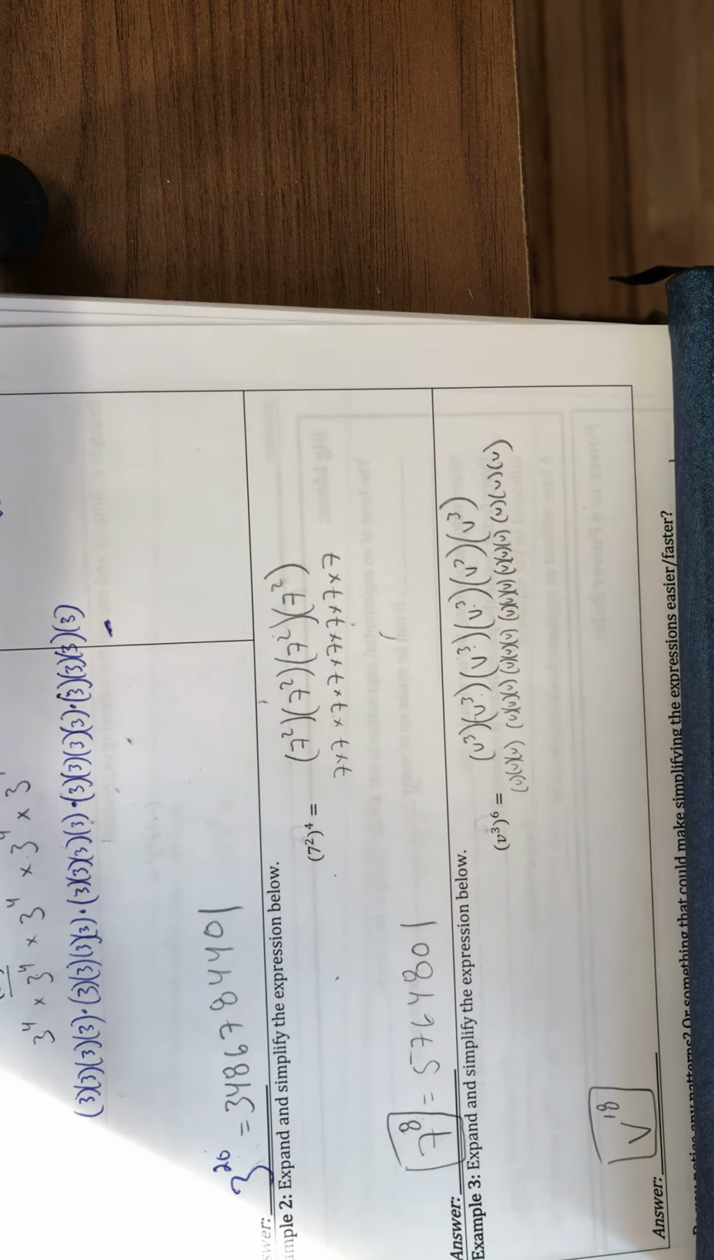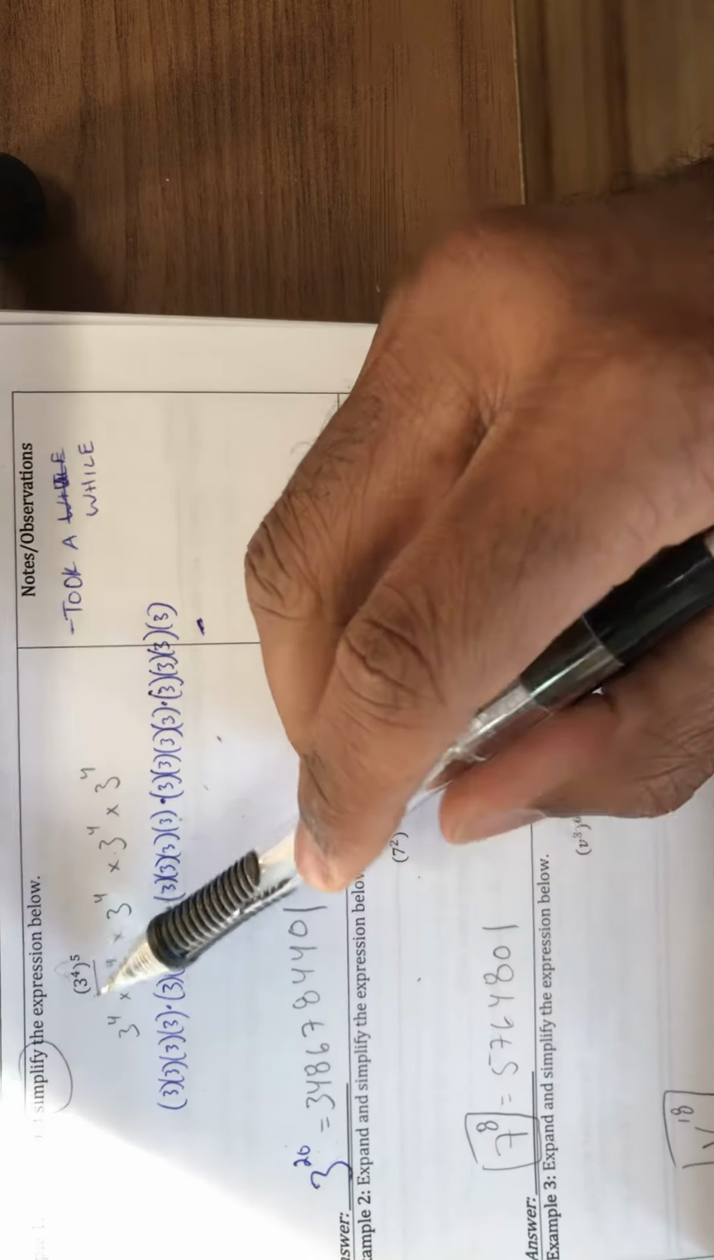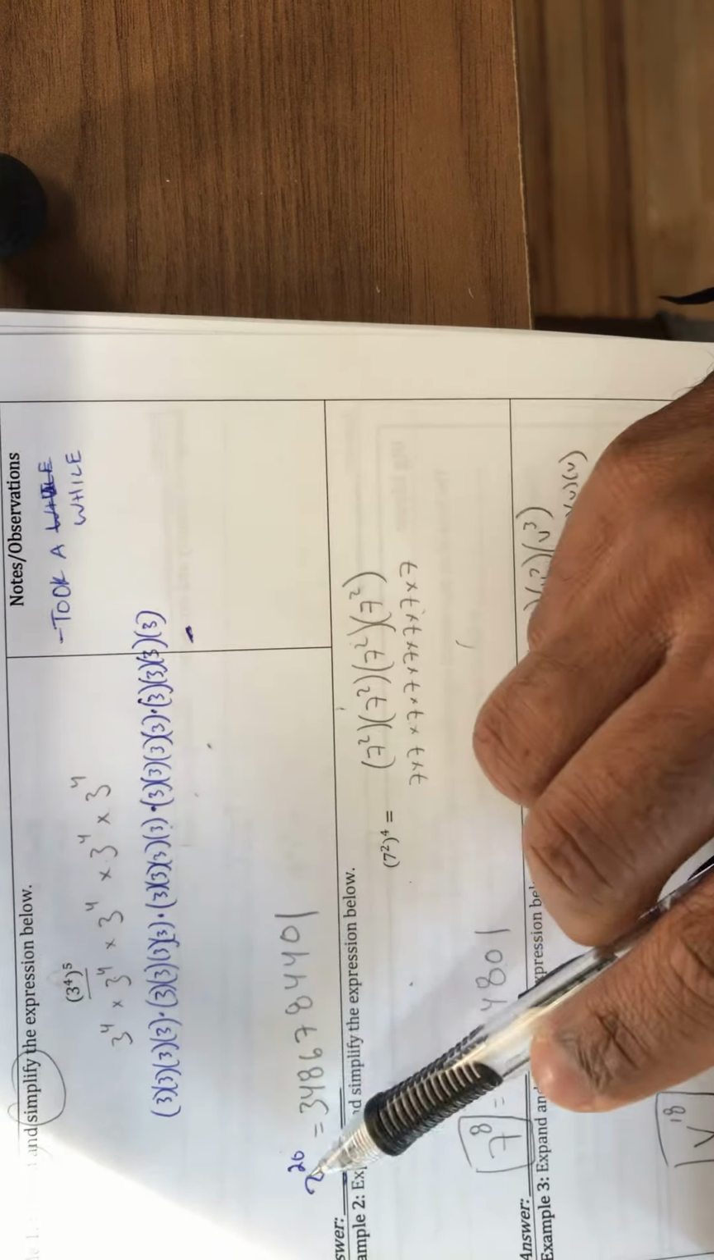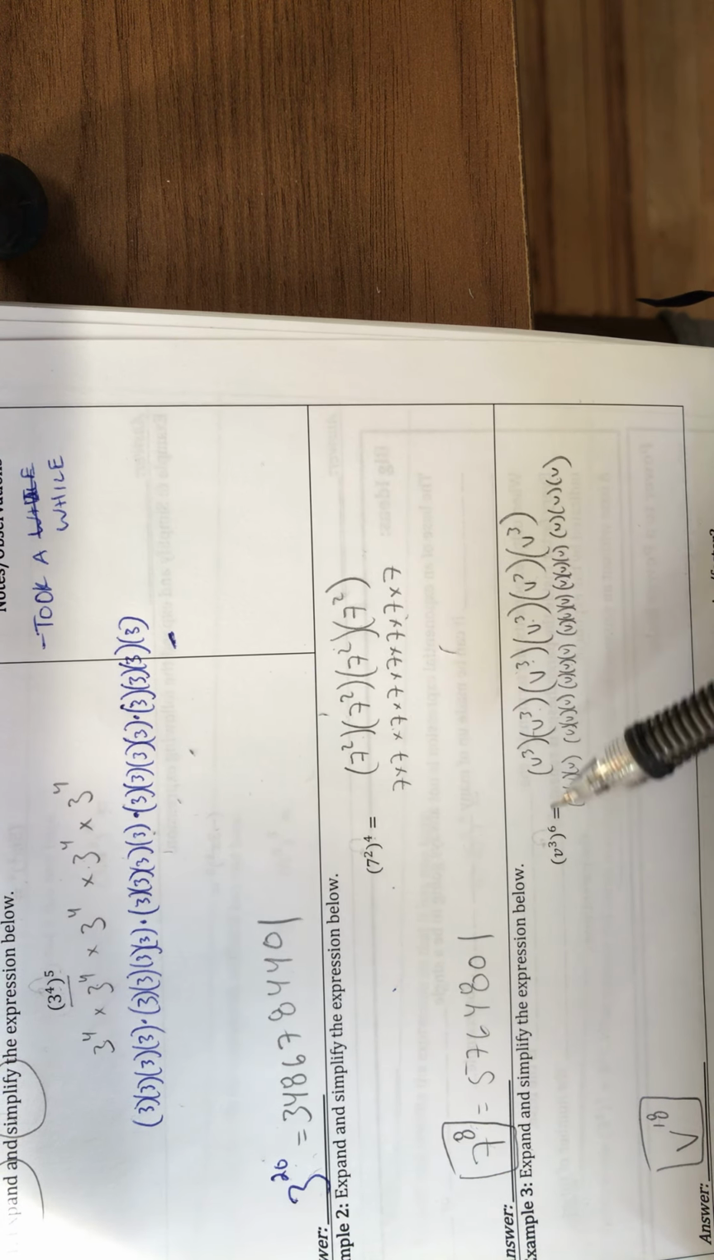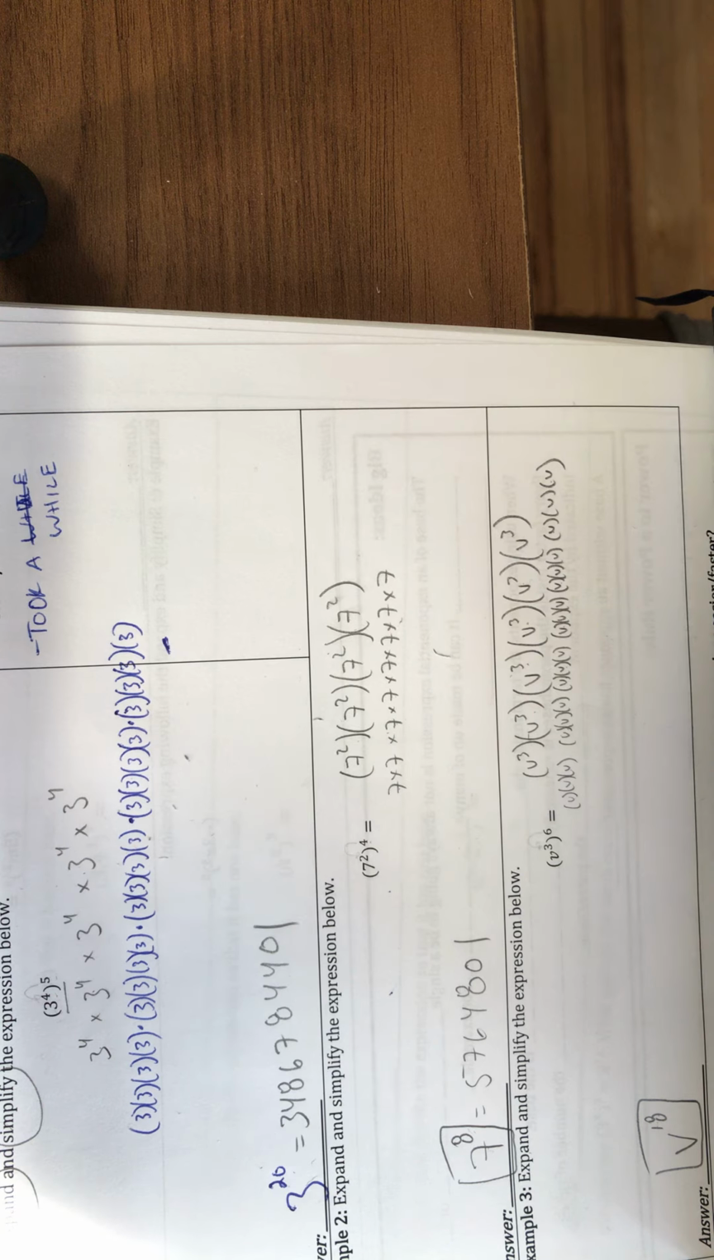So you should have noticed some pattern by now, right? 3 to the 4th, raised to the 5th power, we got 3 to the 20th. 7 to the 2nd, raised to the 4th power, we got 7 to the 8th. V to the 3rd, raised to the 6th power, we got V to the 18th.